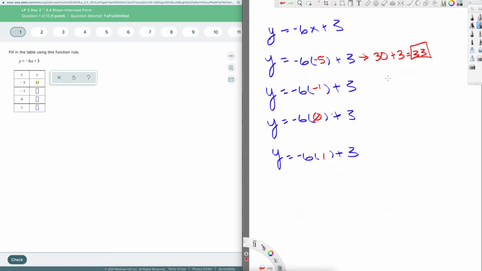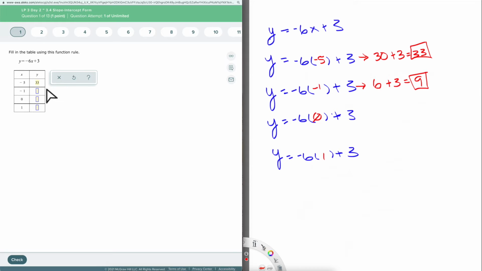So for the second one, I have -6 times -1. That's +6 plus 3 more. So 6 plus 3 is 9. So if x is -1, y is 9.